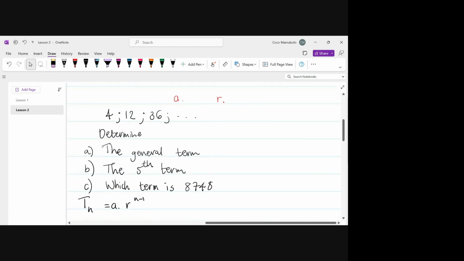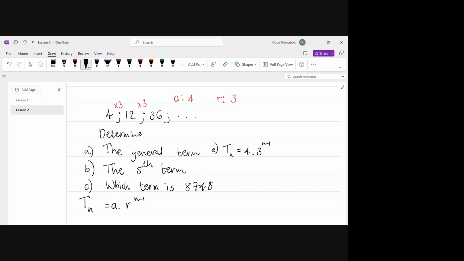All right. So the general term, nice and easy. I just need to figure out how I got from 4 to 12 to 36. That's still times 3. Times 3. So A is always my first term. So A is 4. And my common ratio is 3. All right. So my general term, we will go Tn is equal to 4 times 3 to the power of n minus 1. I have not replaced n yet. It's just a general formula.